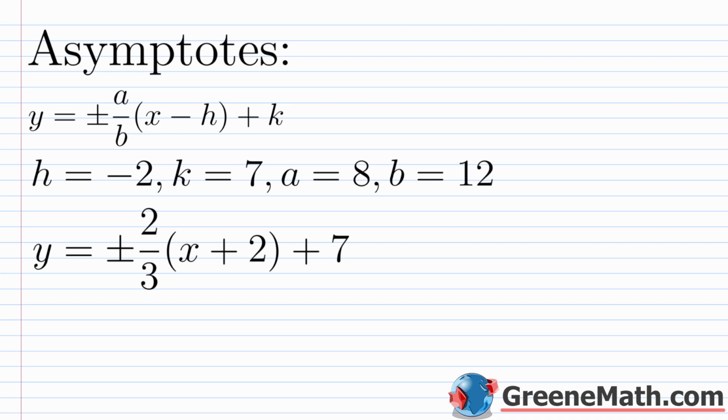And for the asymptotes, y equals, again, plus or minus a over b, times the quantity x minus h, plus k, with h being negative 2, k being 7, a being 8, and b being 12. So when we plug things in, we get y equals plus or minus 2/3, times the quantity x plus 2, and then plus 7. So the 2/3 is coming from, if you look at 8 over 12, let me do that up here in case you're lost. So 8 over 12, if you divide 8 by 4, you're going to get 2. If you divide 12 by 4, you're going to get 3. So that's where the 2/3 is coming from.